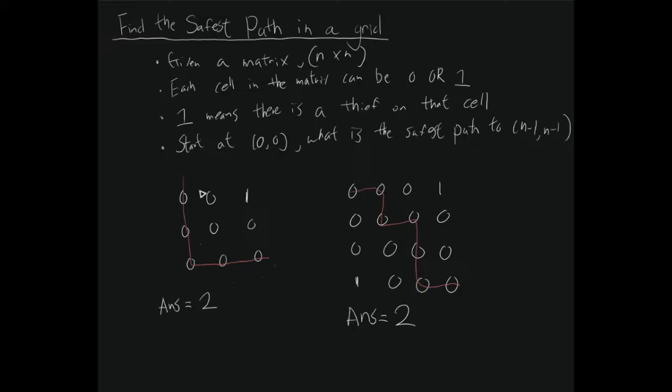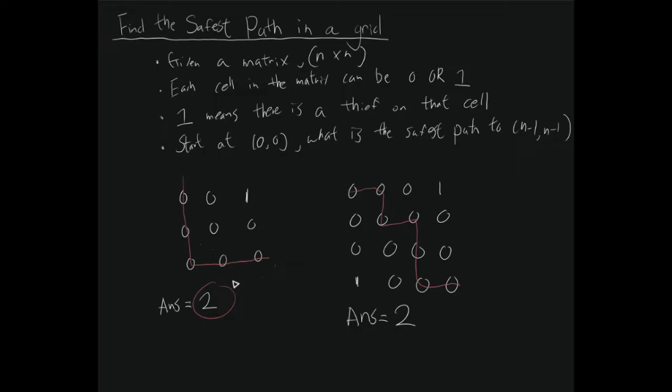So in this particular example, there is a thief in here. And our goal is to go from top left to bottom right. And we can pick this particular path, which will give us the answer. So what we have to return is just 2.